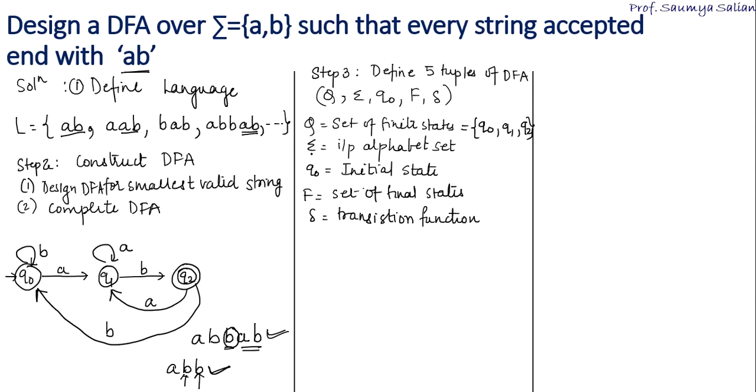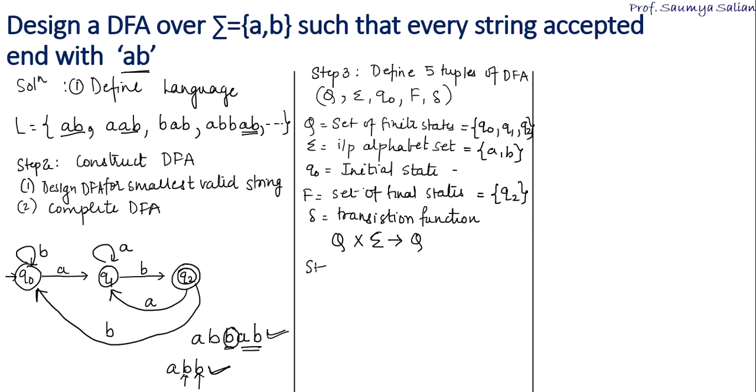Sigma is the input alphabet set, that is A comma B. Q0 is the initial state. F is the finite set of final states. Here I have only one final state, that is Q2. And then the transition function delta, which is given by Q cross sigma corresponds to Q.